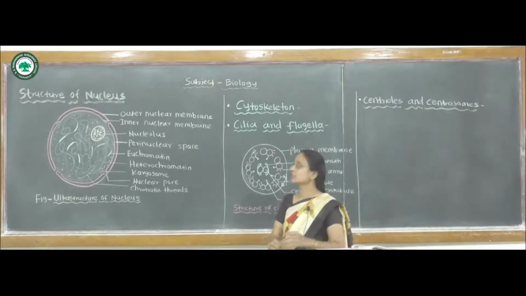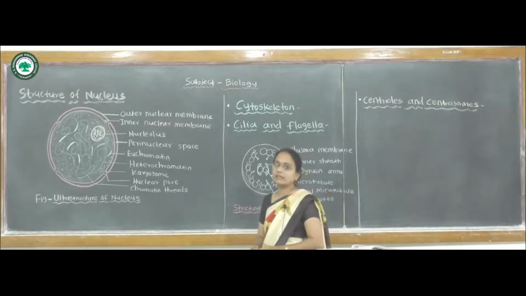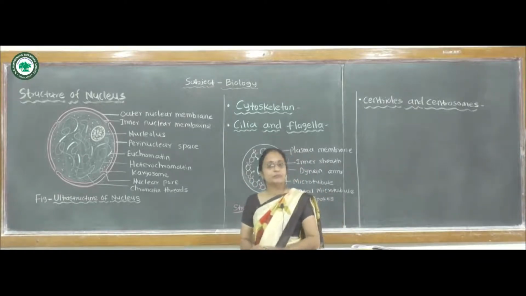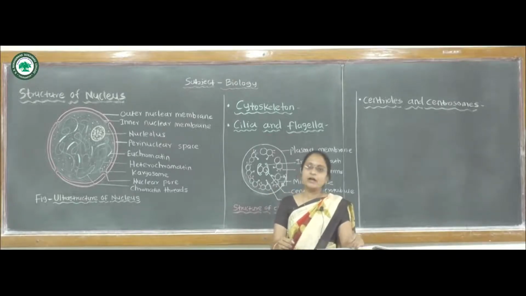Now what is the nucleolus? The nucleolus also contains genetic material. It is made up of rRNA and ribosomal protein. It is best known as the site of ribosome biogenesis.